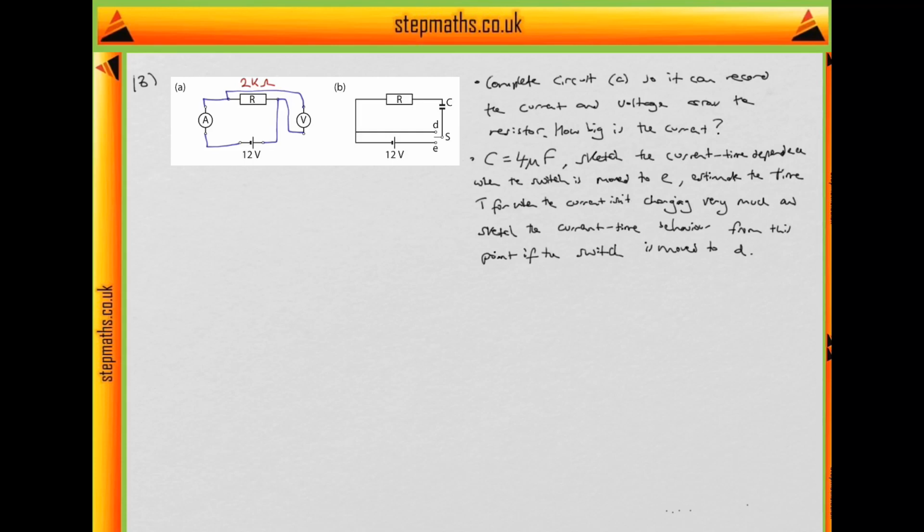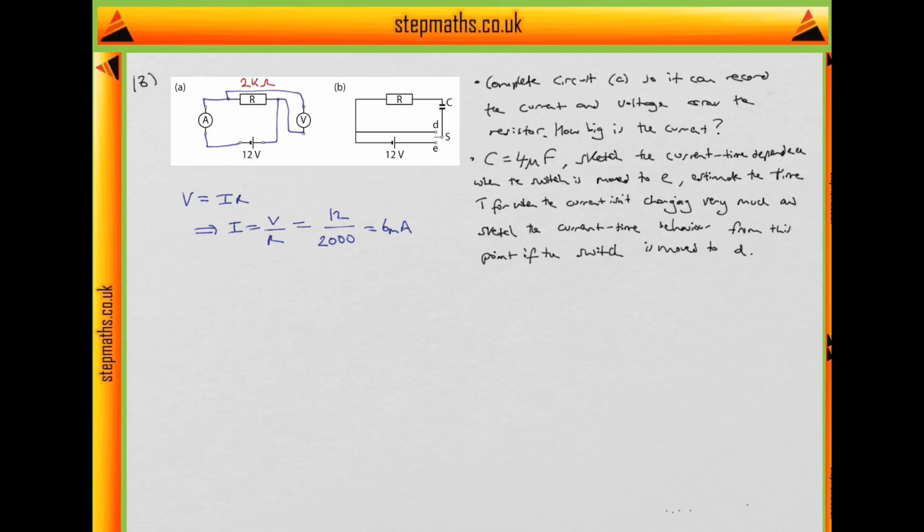It then asks us to evaluate the current in the circuit. Well, we know that voltage is current times resistance, which implies that our current is V over R. Well, that's simply 12 over 2000, which comes out to 6 milliamps.